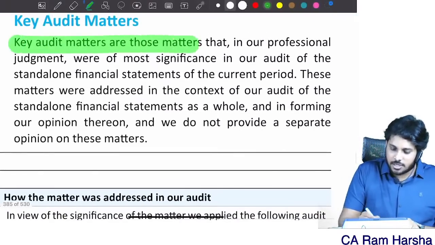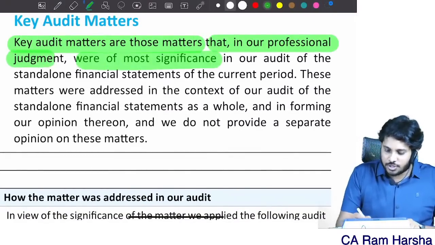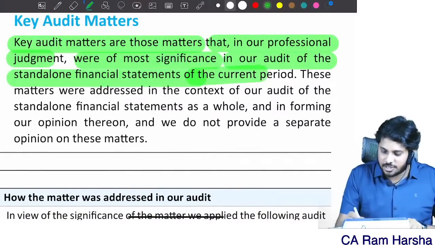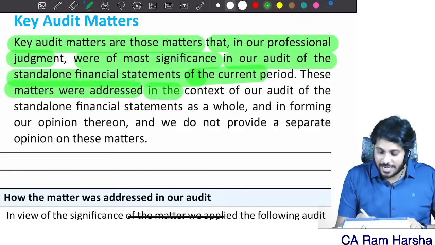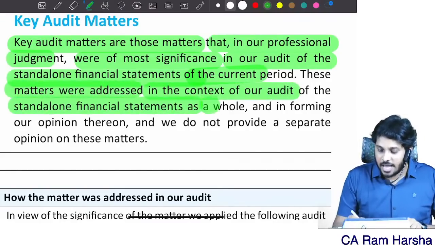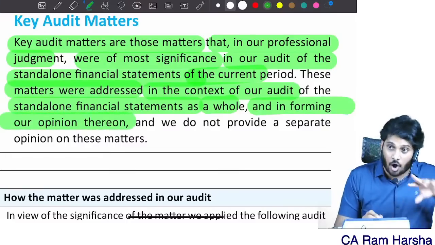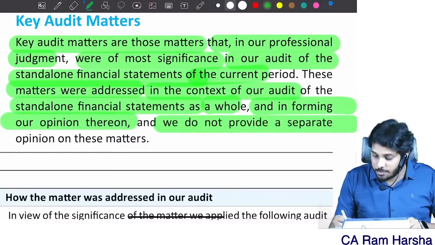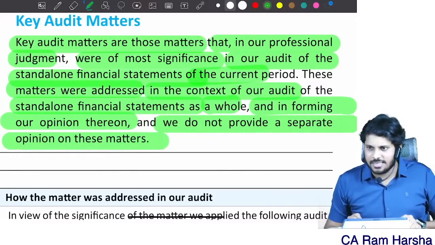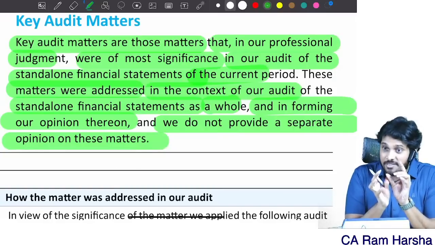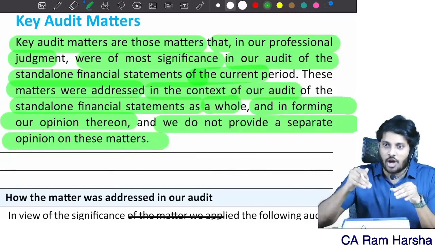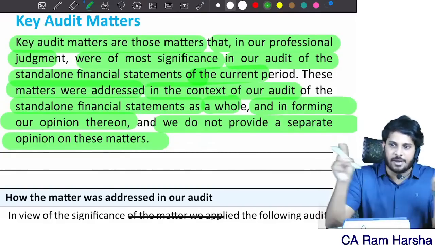Key audit matters are those which, in our judgment, were of most significance in the audit of standalone financials of the current period. These matters were addressed in the context of the audit of SFS as a whole and in forming the opinion on the financials, and we are not providing a separate opinion on these matters. This is the introduction language to key audit matters. Then you talk about each and every key audit matter with a subheading.